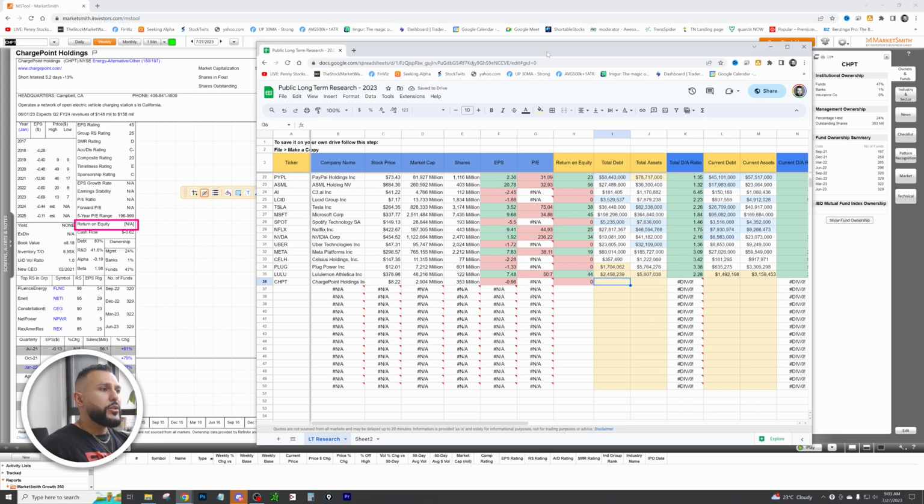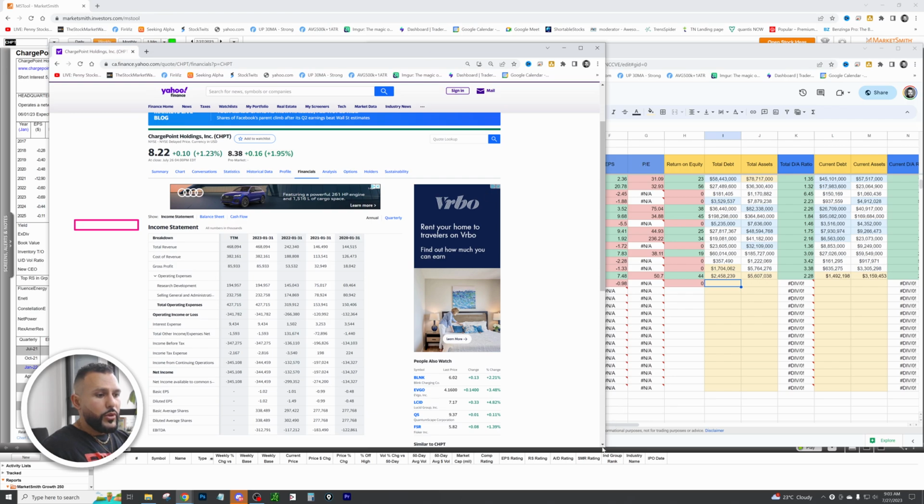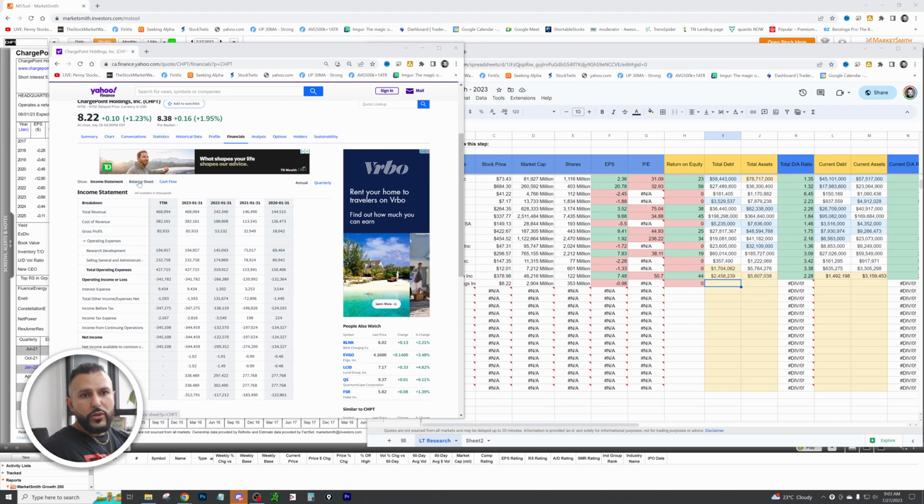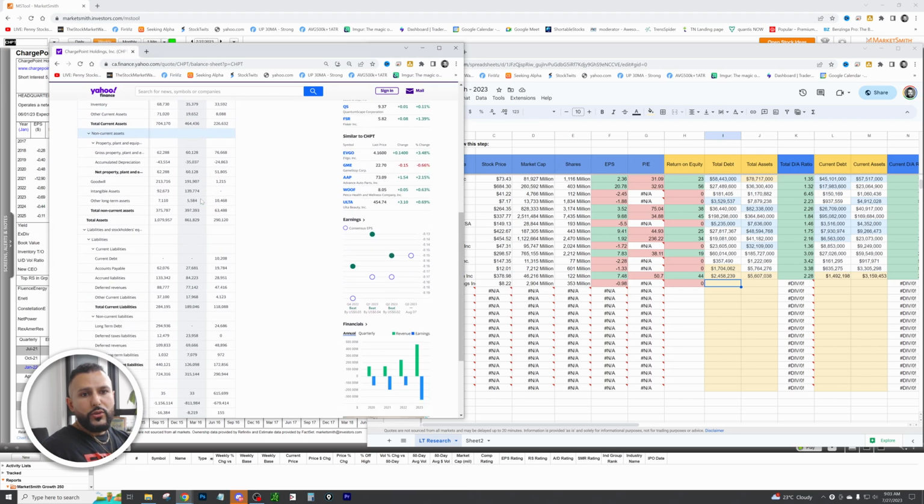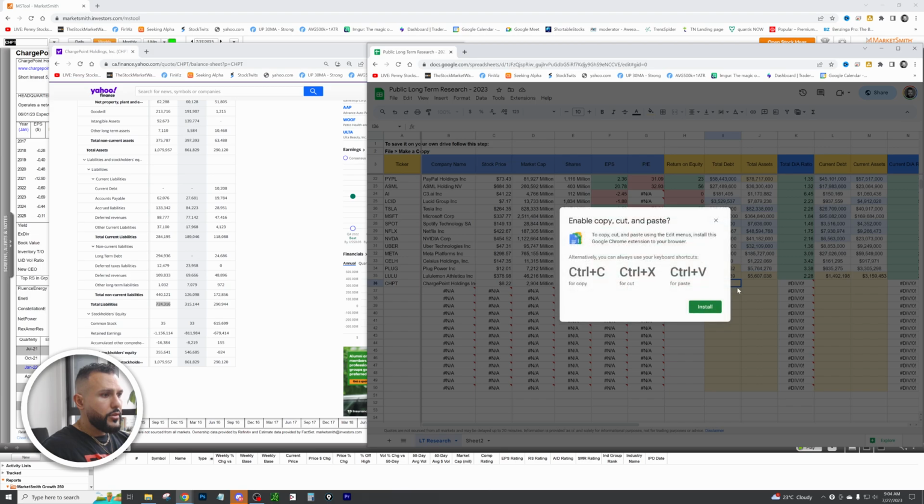So now let's go ahead and look at some of the numbers. We're going to pull this up here. We're going to look at total debt. Go ahead and come down. We're going to go to balance sheet, and we're going to look at total debt. Total liabilities sitting at around 724. So we're going to plug that in right here.